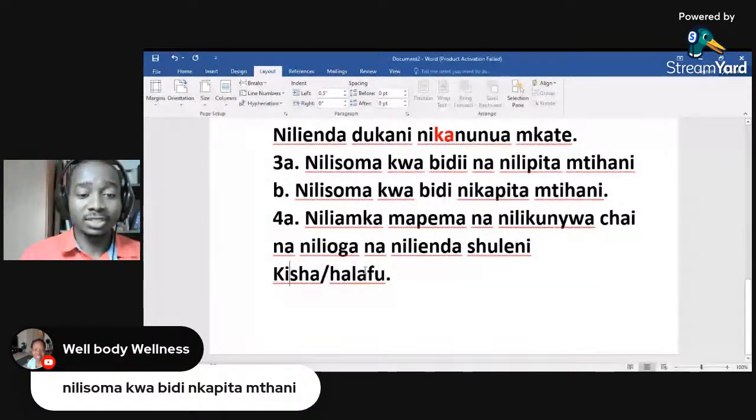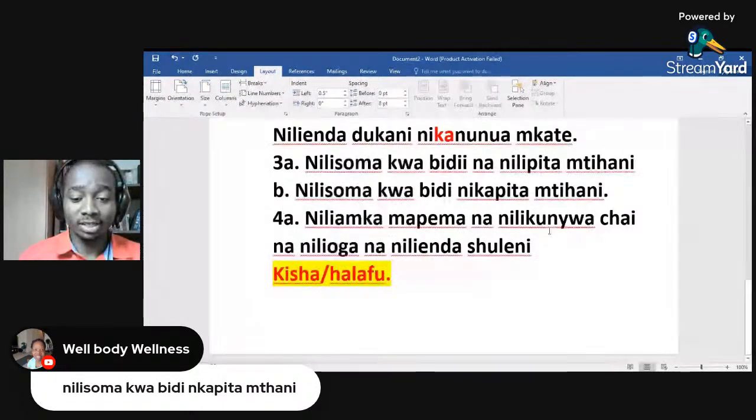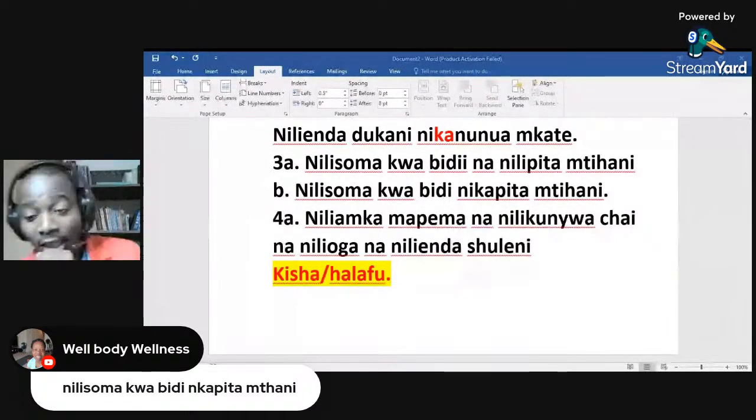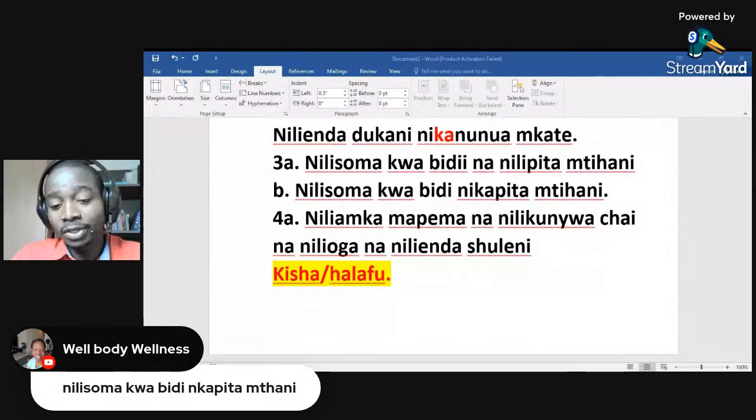Yeah, try to use ka in this sentence. Let's see. The sentence is niliamka mapema na nilikunywa chai na nilioga na nilienda nyumbani. I use the ka at the end. I use not at the end. They use kisha or halafu when you're joining the last verb. The last verb. Use kisha or halafu. Niliamka mapema, nikakunywa chai, nikaoga, nikaenda shuleni. Vizuri? It's okay. Niliamka mapema, nikakunywa chai, nikaoga, nikaenda shuleni.